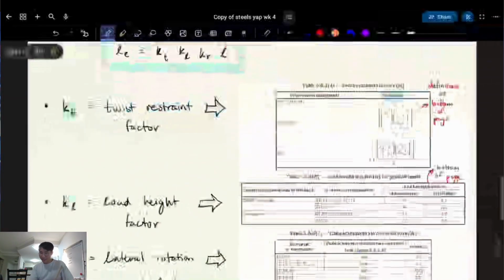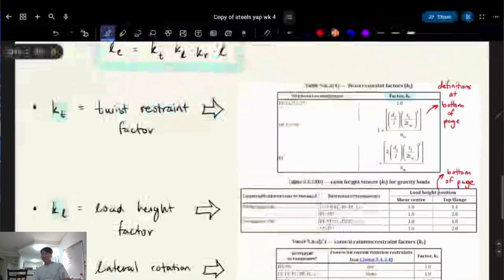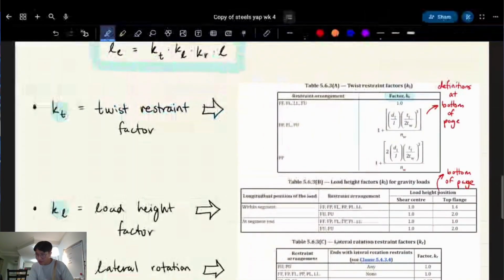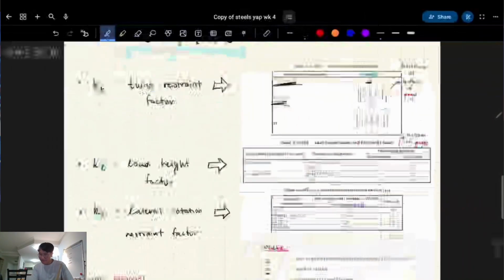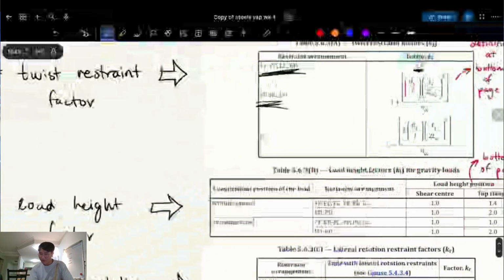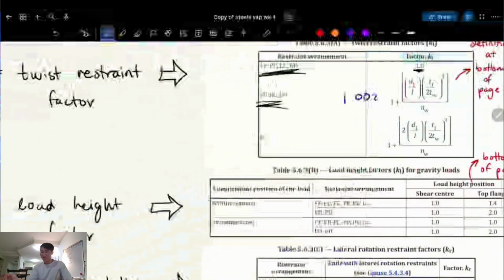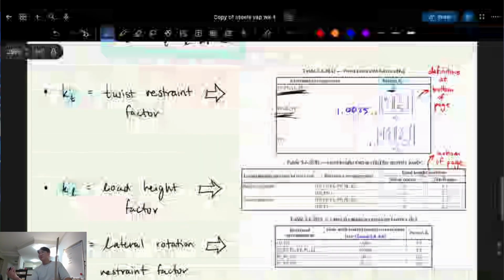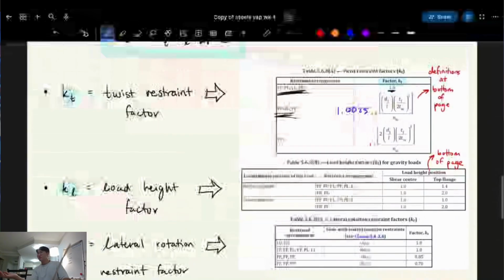Okay, so KT, it's honestly very, very minor, but depending on the restraints, it's 1. And if you have certain restraints, it's to do with your flanges, your webs, the distance between them, things like that. It ends up being a number pretty close to 0. It'll be like 0.0025 or something like that. So it has a very, very minor effect. If you calculate it wrong, obviously you're going to lose marks, but it's not the end of the world because your number's going to be pretty close, right?